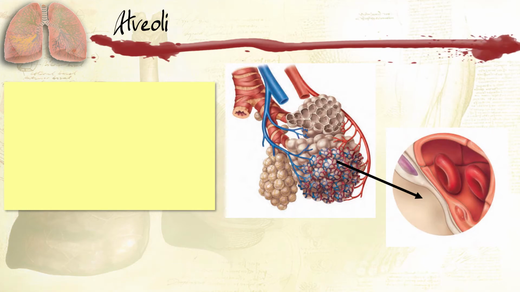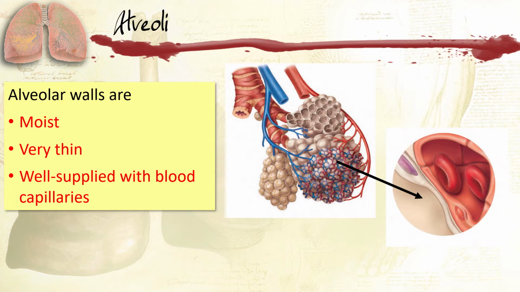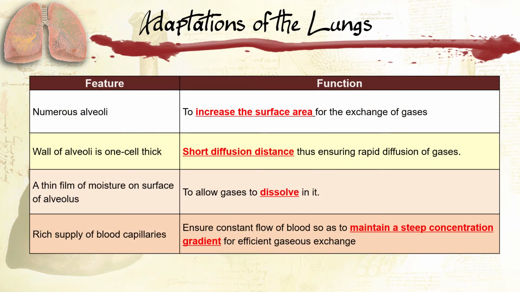So for the structure of alveoli, the walls of our alveoli are moist. There's a thin layer of moisture. They are very thin, which is 1 cell thick, and they are well supplied with blood vessels. So how does this translate into their function? As the alveoli are numerous, this will increase the surface area for gas exchange. The wall of the alveoli is 1 cell thick.